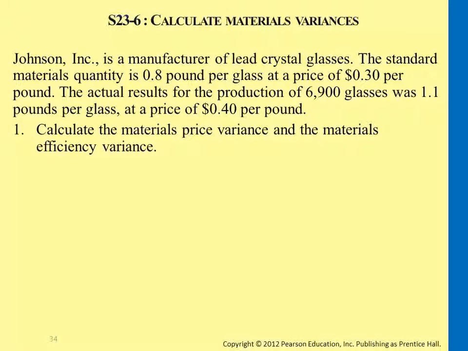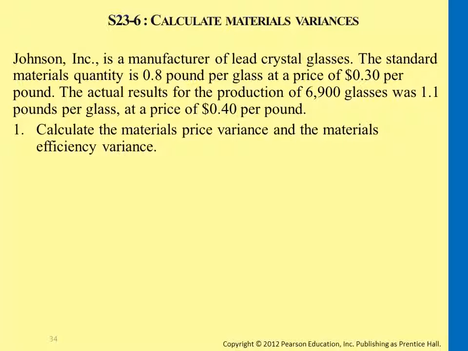All right, this problem here, just by reading the sentences, you can pretty much guess whether the result is favorable or unfavorable to the business, right? Because their budgeted price for a certain material is 30 cents. At the end, they actually spent 40 cents for each pound.